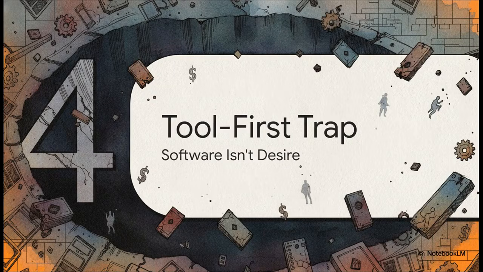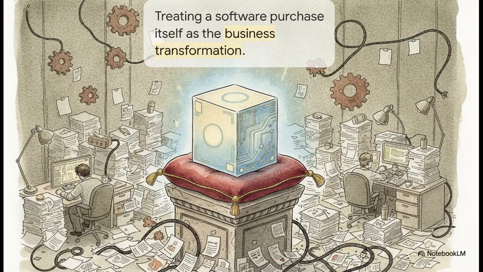Which leads us to Section 4, the tool-first trap mechanism. Why software doesn't create desire. As we navigate further, we encounter a massive pitfall when companies attempt to apply technology to these deep structural problems. We explicitly call this the tool-first trap. This failure mode happens when a company buys a shiny new software platform and mistakenly treats the purchase itself as the transformation.